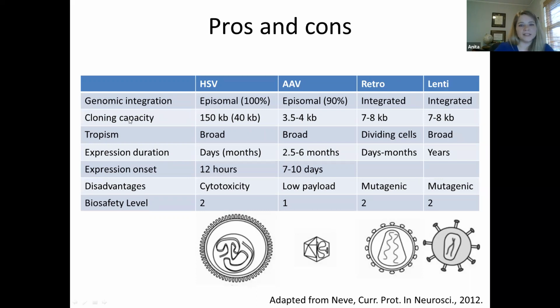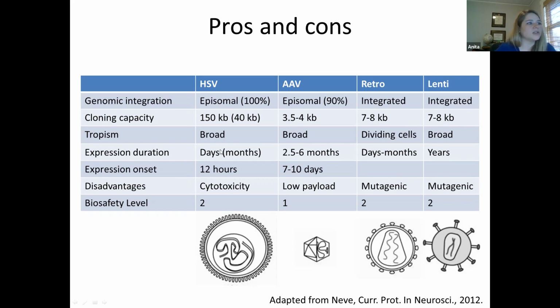The cloning capacity is a big reason why you might choose something. The capacity of HSVs is up to 150 kb. The ones that are replication deficient are 40 kb because they added some things in there to keep it from replicating. The payload for AAVs is 3.5 to 4 kb, so it's a lot smaller. Retro and lentis are a little larger at 7 to 8 kb each. As for tropism, HSVs are broad, AAVs pretty broad. Retroviruses can only get into dividing cells. Lenti doesn't have a preference.